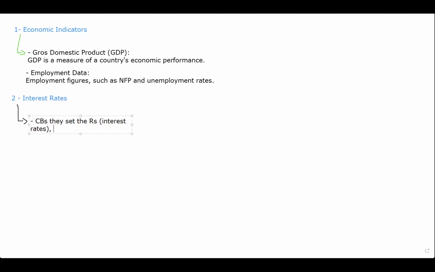And these rates affect the currency values, okay? I've explained already why it affects, but I'm going to explain it again. So higher interest rates can attract foreign capital, leading to currency appreciation, while lower rates may have the opposite effect, all right?